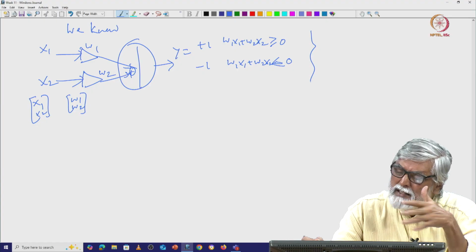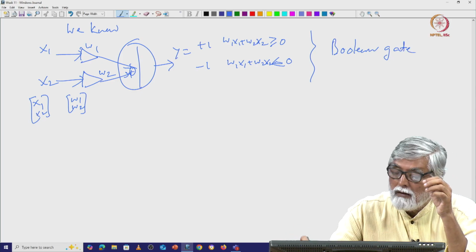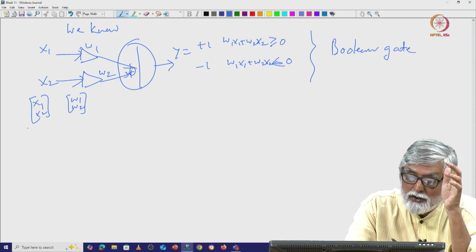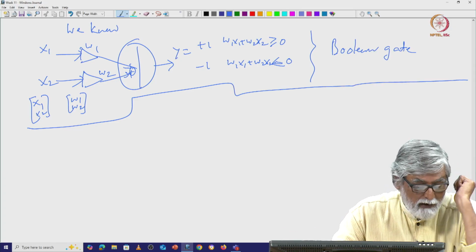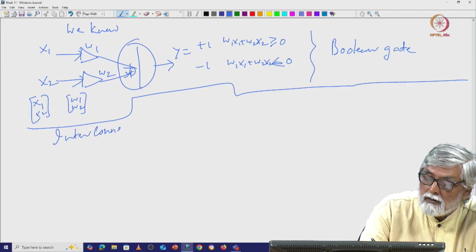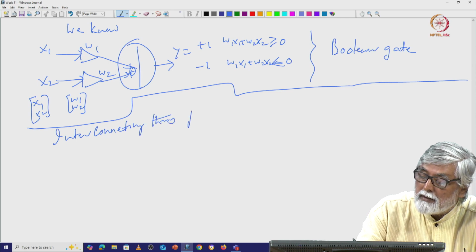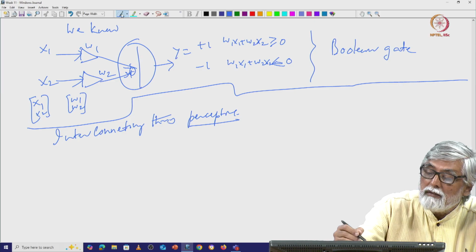These models are very similar to your Boolean gate type of thing. They did not help much. They soon saturated with answers, you could not move forward till somebody thought of interconnecting these perceptrons. How did they interconnect? Very interesting way they interconnected.